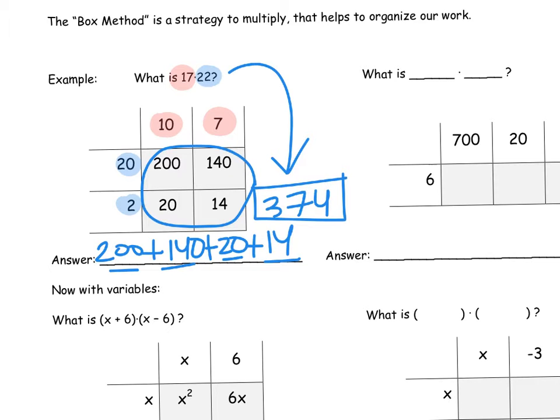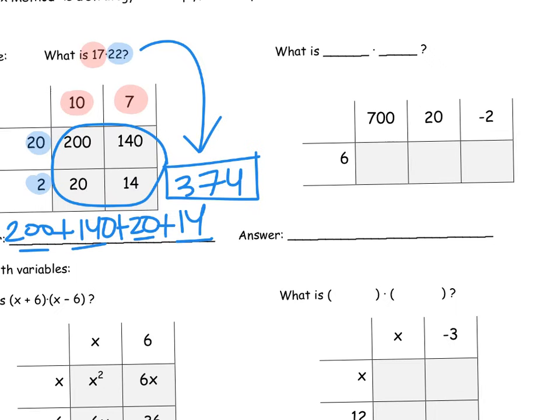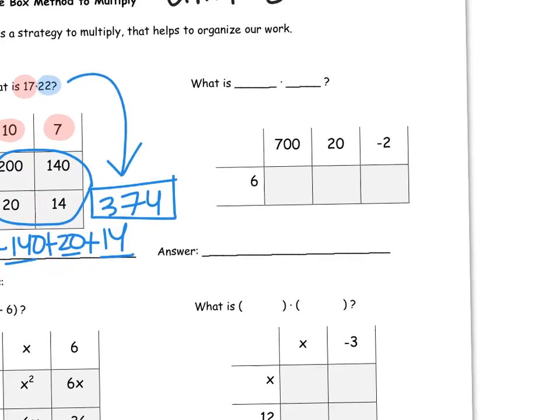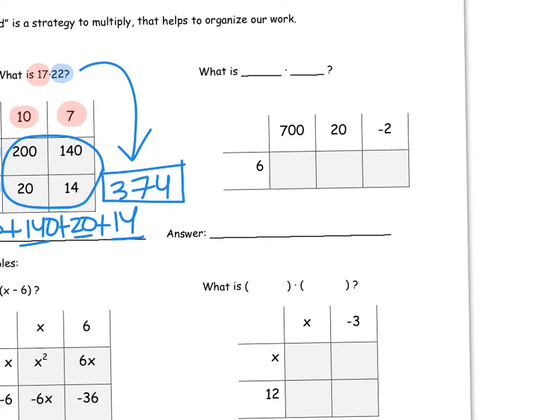All right, the next question is, this time we are given the outside here and we have to kind of work backwards. So the outside up here says 700, a 20, and a negative 2. If we combine those, 700 plus 20 is 720, minus 2. This is asking, what is 718 times 6? So that would go up here, 6.